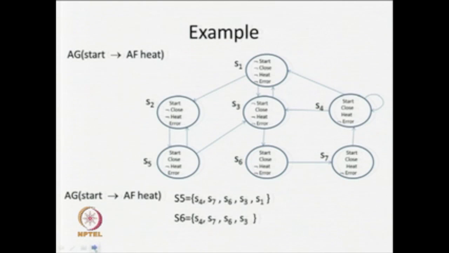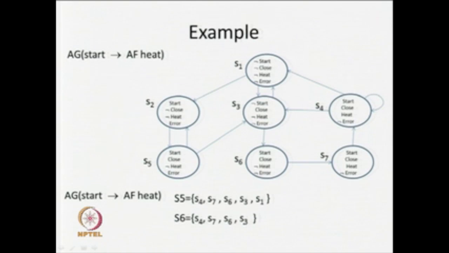Now, in this particular case, you just see that S1 has successor S3 and it has successor S2. Since all the successors are not labeled with start implies AF hit, we have to remove S1 from this set. So, eventually I am getting this set as S4, S7, S6, S3. So, I have gone once inside the loop.